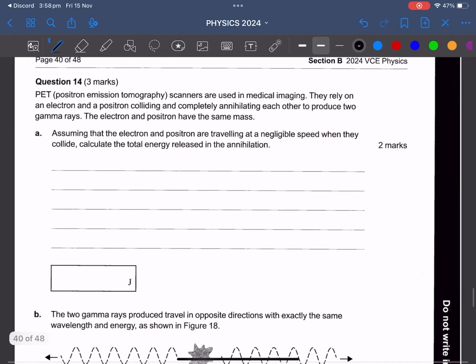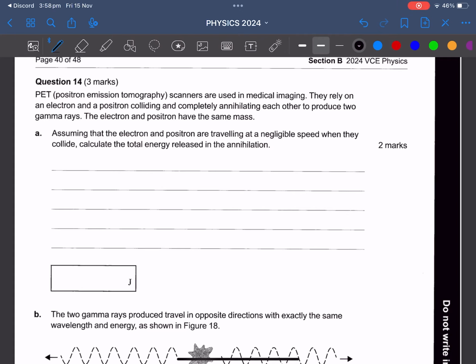PET scanners are used in medical imaging. They rely on an electron and a positron colliding and completely annihilating each other to produce two gamma rays. The electron and positron have the same mass. Assuming that the electron and the positron are traveling at a negligible speed when they collide, calculate the total energy released in the annihilation.